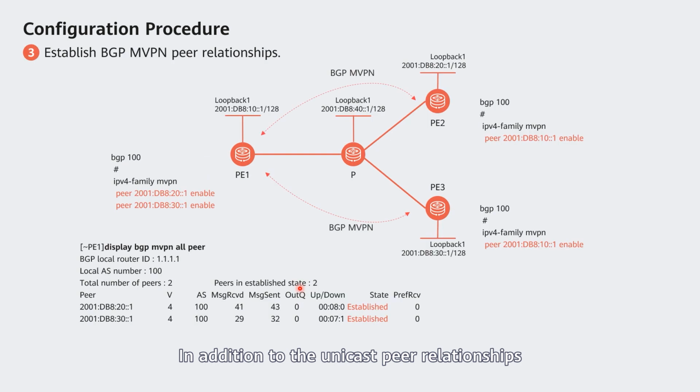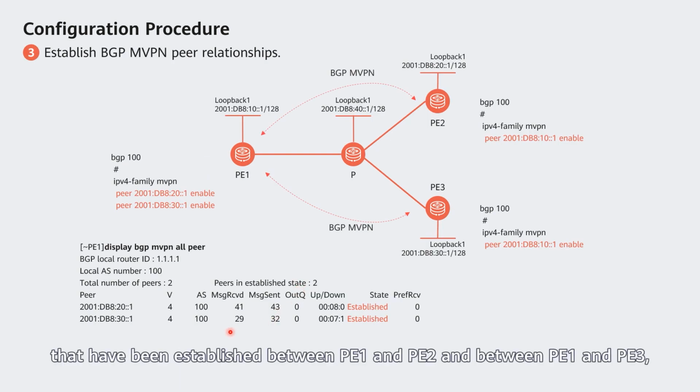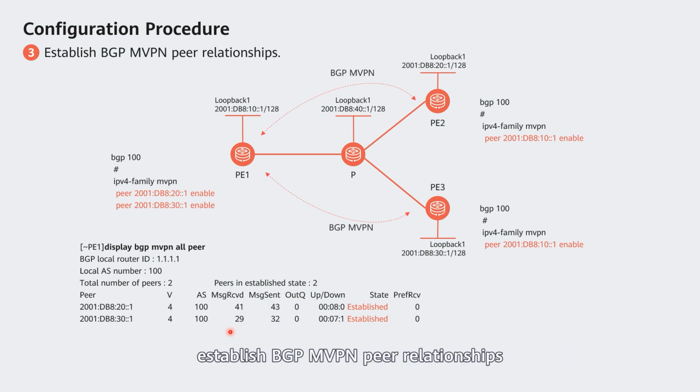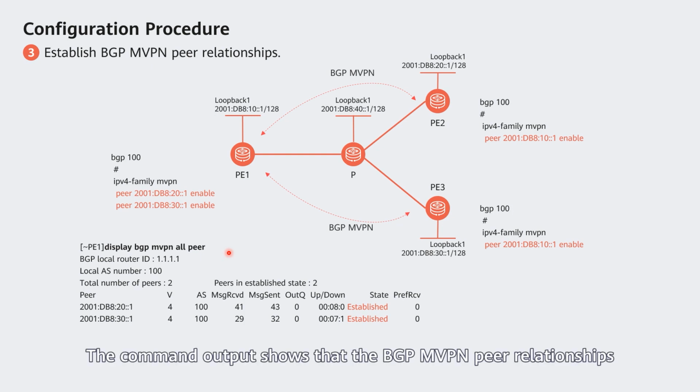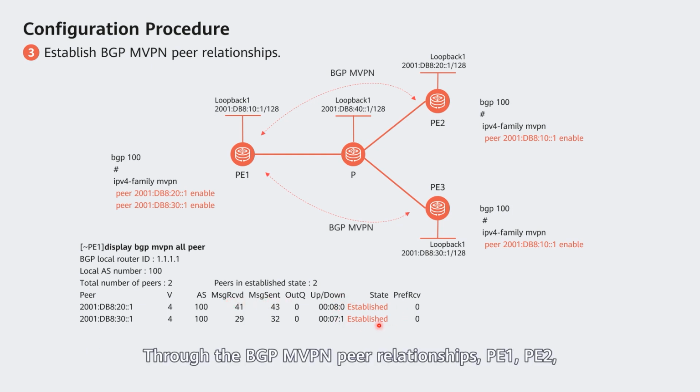In addition to the unicast peer relationships that have been established between PE1 and PE2, and between PE1 and PE3, establish BGP MVPN peer relationships between PE1 and PE2, and between PE1 and PE3. After the configuration is complete, run the display bgp mvpn peer command on PE1. The command output shows that the BGP MVPN peer relationships have been established. Through the BGP MVPN peer relationships, PE1, PE2, and PE3 can transmit multicast routes.